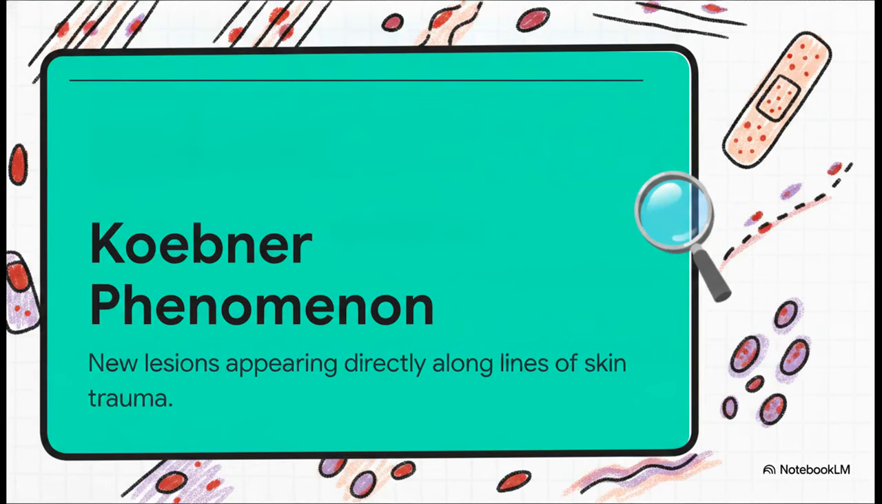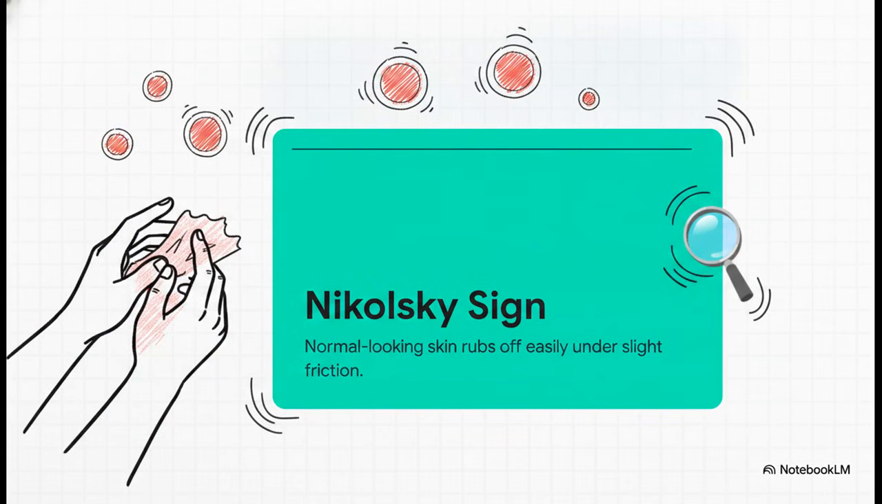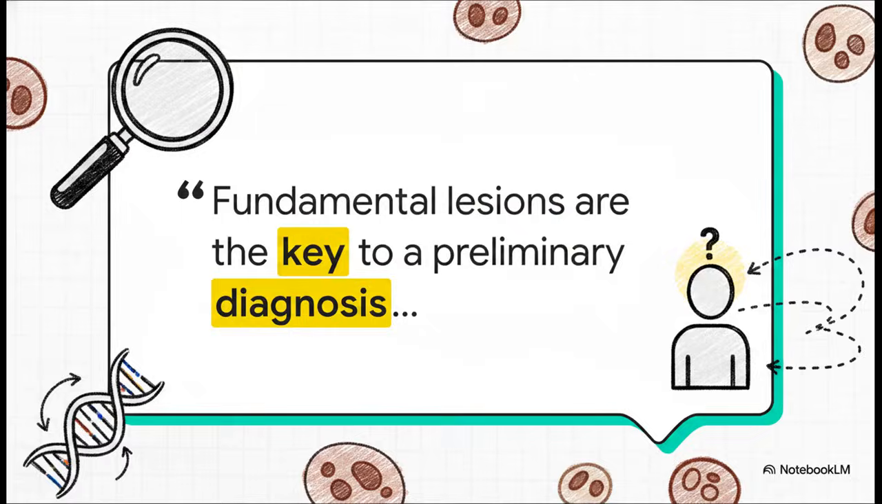Ever heard of the Koebner phenomenon? It's when new disease lesions form directly along lines of physical skin trauma. A positive Nikolsky sign means the top skin layer rubs off easily. That points to dangerously severe blistering conditions. The main takeaway? Systematically identifying these fundamental clues is your ultimate key to nailing a medical diagnosis.